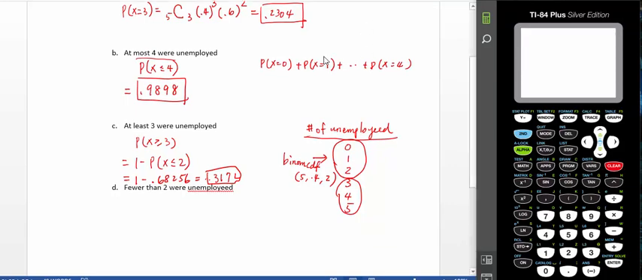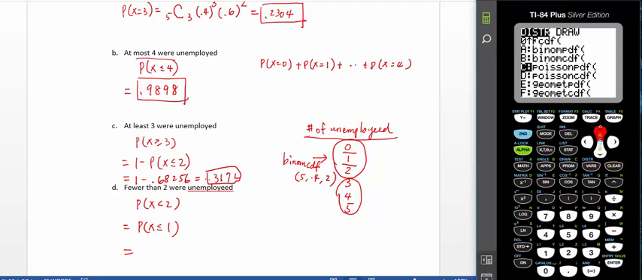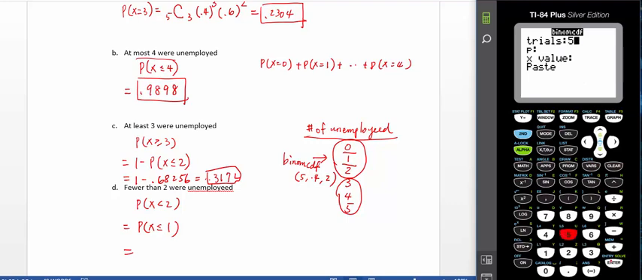D, probability fewer than 2. So fewer than 2, less than 2. I'm going to change that to less than 2 would be 0 and 1. So probability x is less than or equal to 1. And then I'm going to use binom CDF. And this time around, your x is going to be 1. So the calculator is going to calculate the probability of x equal to 0 and probability of x equal to 1 and add them together. Okay? And that gives us 0.337.